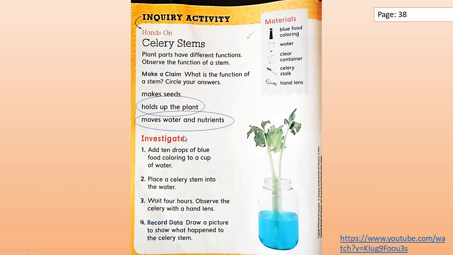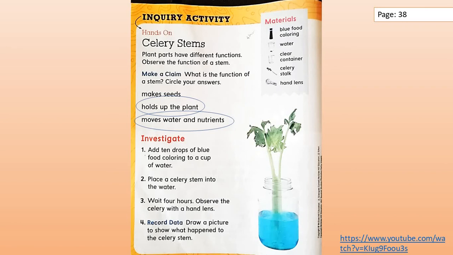Hold up the plant and move water and nutrients. Let's investigate that, grade 1. The first step is to add 10 drops of blue food coloring to a cup of water. We can use any food coloring. You may use blue, red, green, whatever.